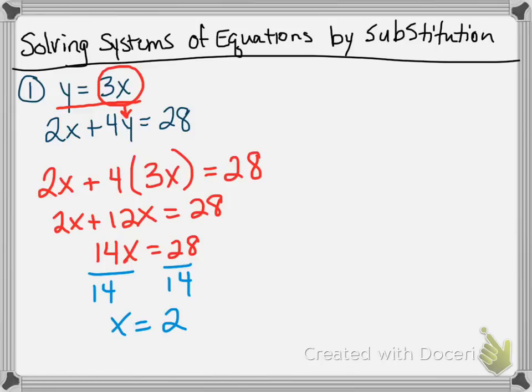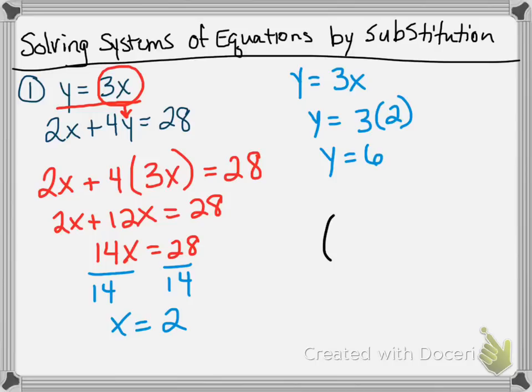Once we've established that x is equal to 2, we go back up and substitute into one of the original equations. I'll substitute into the first equation, and we're going to replace x with 2. So then y is equal to 6. So the ordered pair solution for this particular problem would be 2, 6. We could check that by graphing the two equations and making sure that they intersect at that ordered pair 2, 6.